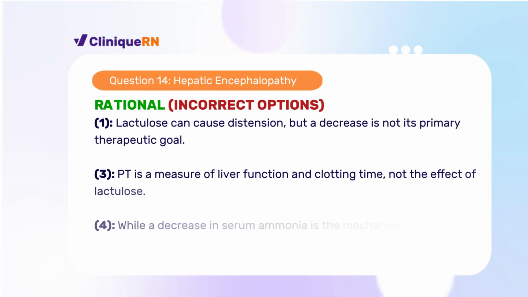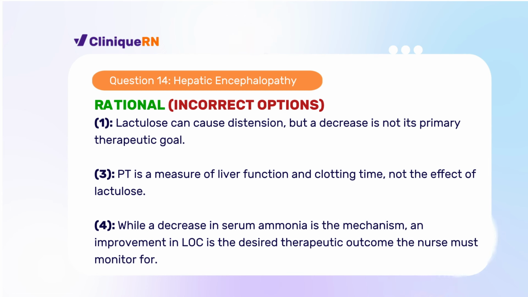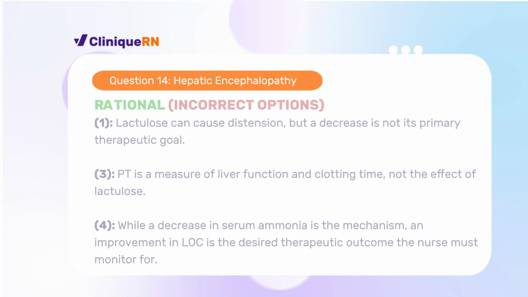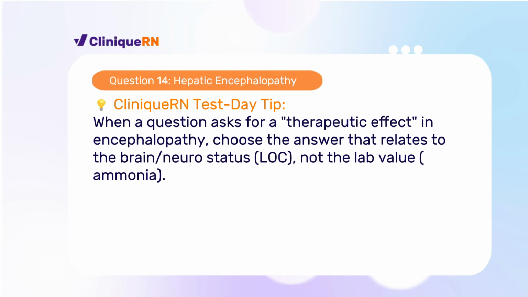Incorrect options: 1. Lactulose can cause distension, but a decrease is not its primary therapeutic goal. 3. PT is a measure of liver function and clotting time, not the effect of lactulose. 4. While a decrease in serum ammonia is the mechanism, an improvement in LOC is the desired therapeutic outcome the nurse must monitor for. Clinique RN Test Day Tip: when a question asks for a therapeutic effect in encephalopathy, choose the answer that relates to the brain/neuro status, LOC, not the lab value, ammonia.